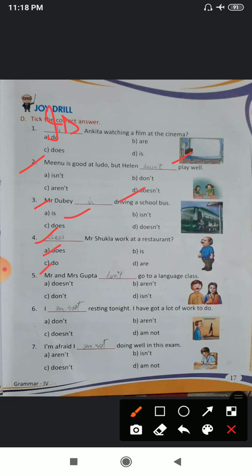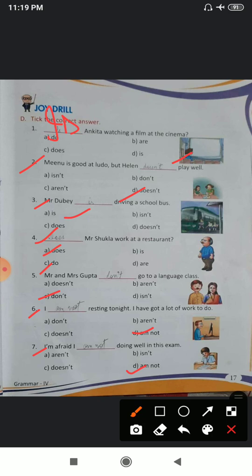Number 5, Mr. and Mrs. Gupta dash go to a language class. So, it will be don't. Number 6, I dash resting tonight. I have got a lot of work to do. So, I am not resting tonight. Number 7, I am afraid I dash doing well in the exam. So, here also am not. The sentence will be I am afraid I am not doing well in this exam.